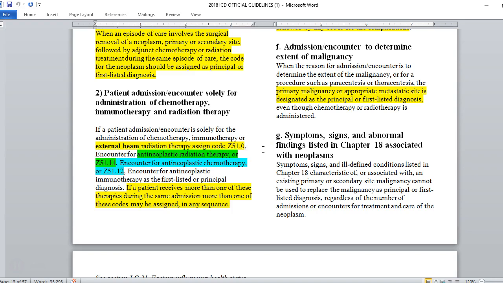Okay, so again, sometimes instead of going in to get a surgery to remove the tumor, sometimes we're going in to see how large the tumor is. So, when the reason for the encounter is to determine the extent of the malignancy, or for procedures such as a paracentesis or thoracentesis, the primary malignancy or appropriate metastatic site is designated as the principal or first listed diagnosis, even though chemotherapy or radiotherapy is administered. So again, the main reason is the cancer. Why? Because we're going to find out how large the cancer is.